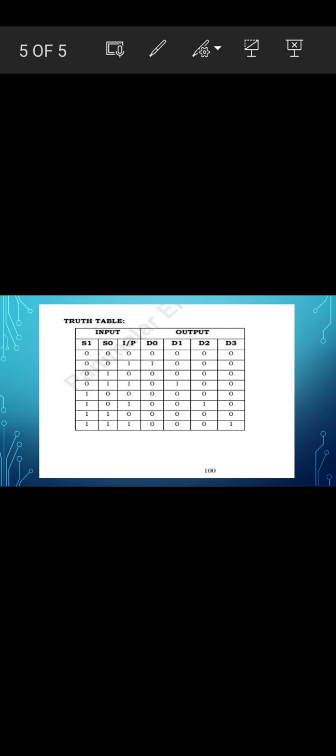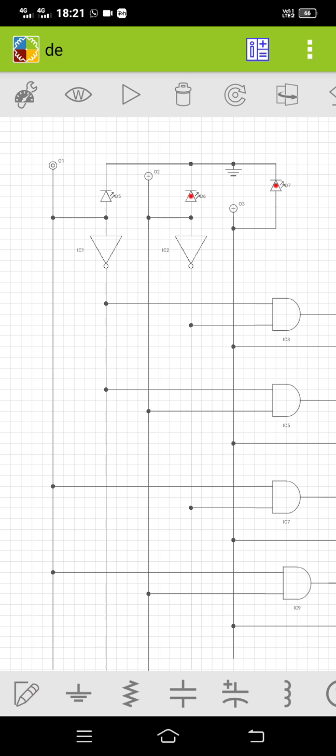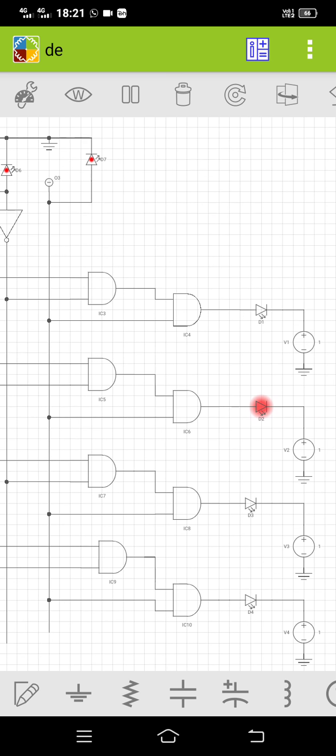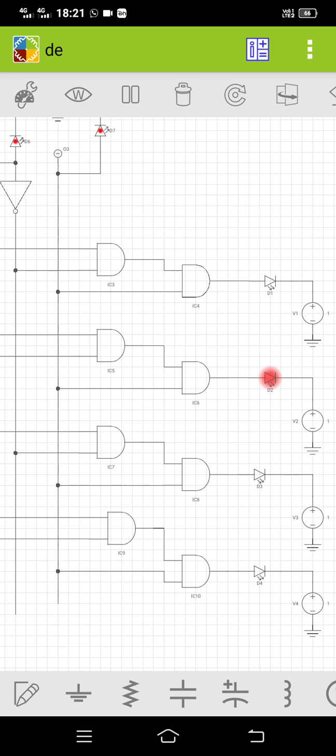Now let us check the fourth case. In the fourth case, one select line and one input line should be kept 1. For that, in the output, the second LED should glow. Rest of the others should not glow. Let us check it. Here I kept one select line and one input line at 1. Now let us run the program. Here the second output is glowing. Hence it is also verified.